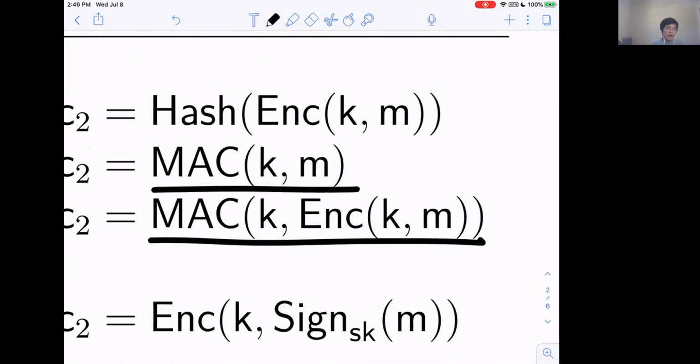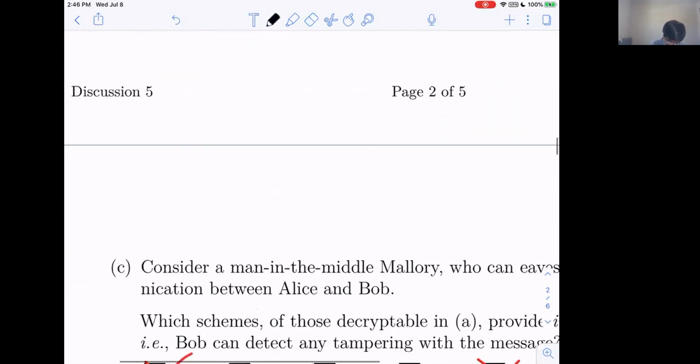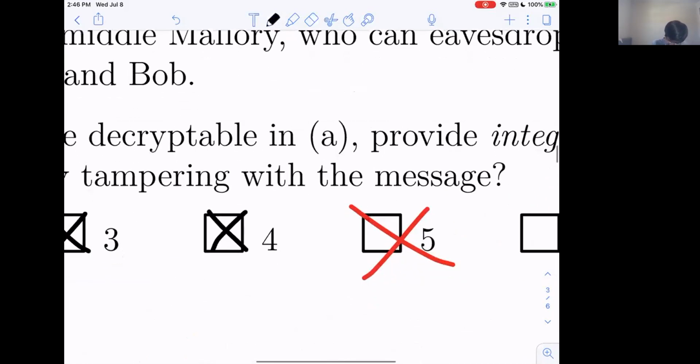Why that is, is a little bit out of scope. But it essentially relies on the fact that if you MAC and then encrypt, you always have to try to decrypt something that hasn't been verified. You'll see in the project, we tell you to always encrypt then MAC, never the other way around. But even still, both of these schemes do provide integrity for the purposes of this question. So 3 and 4 are good. How about number 6?